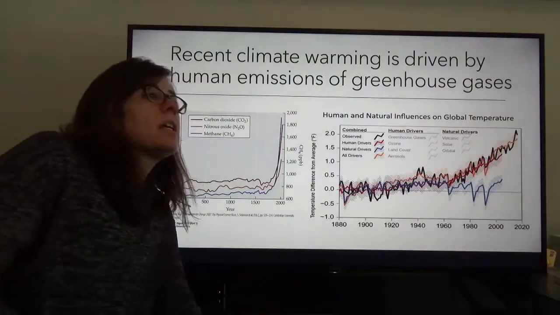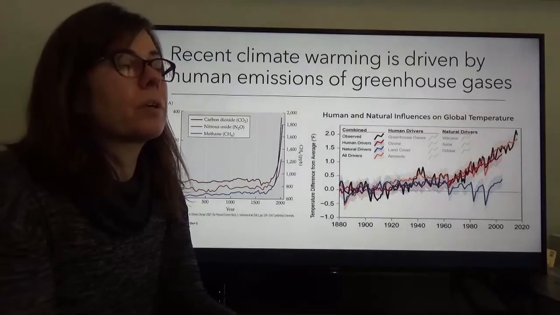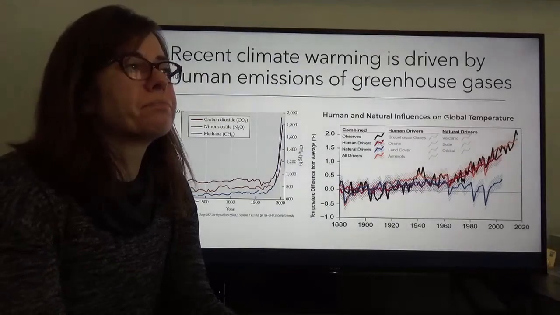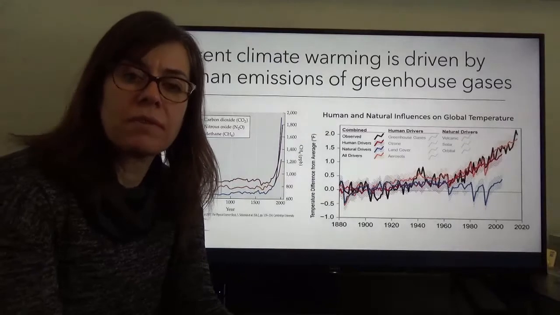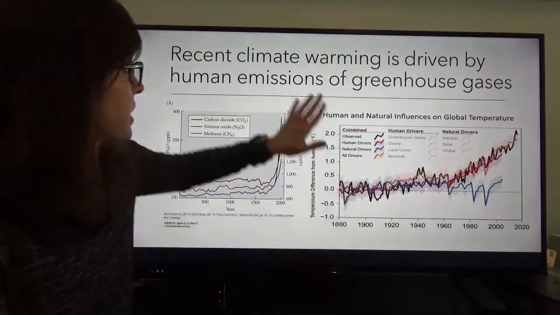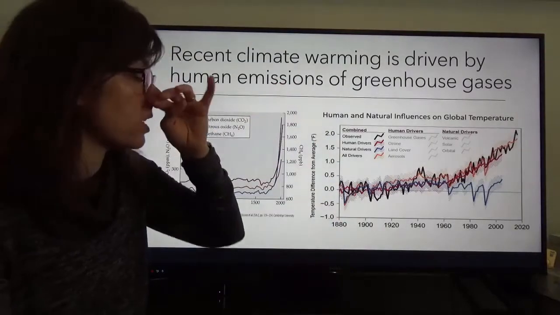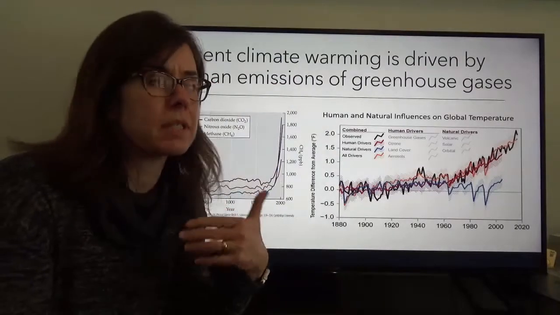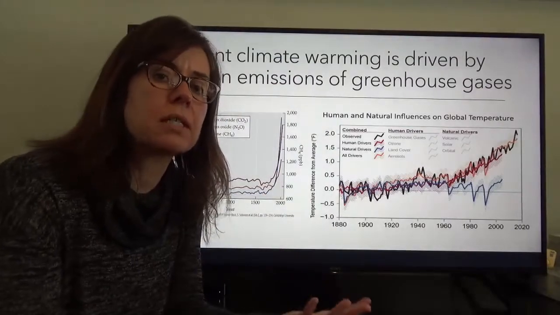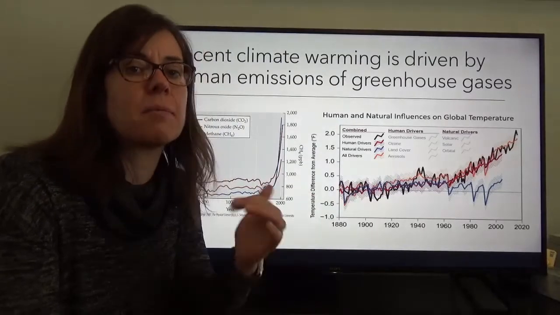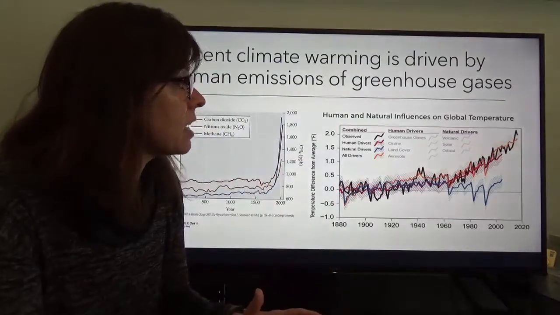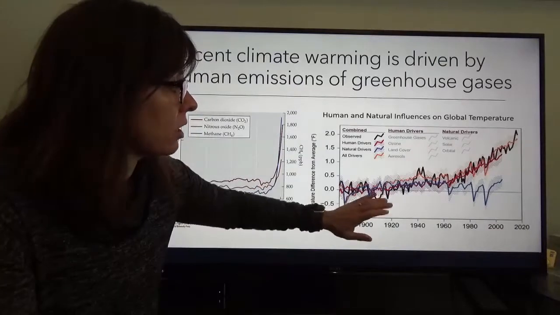And there has been a lot of questioning of the validity of this statement in terms of whether or not humans are actually the drivers, because there's all kinds of natural processes that drive changes in climate, a warming and a cooling of the planet. But it's absolutely clear at this point.